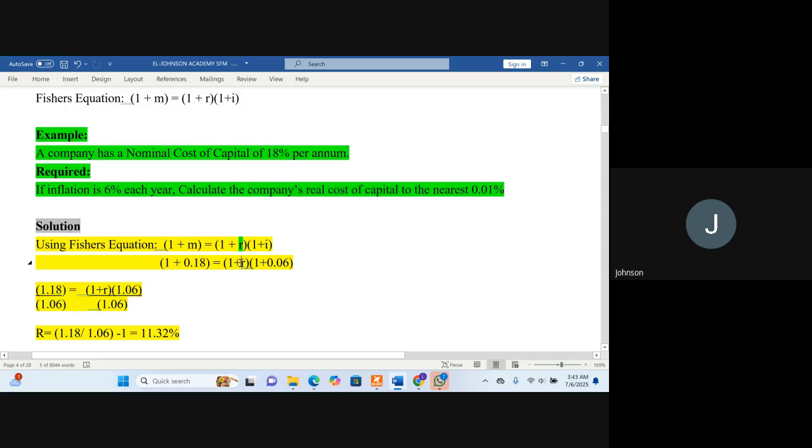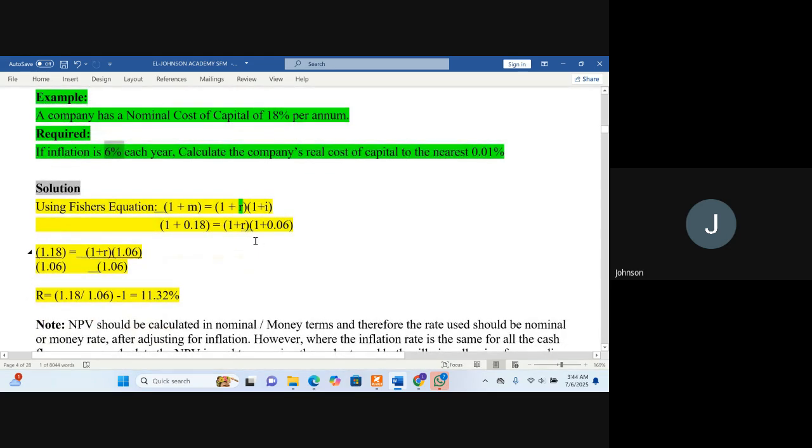We don't know what R is. R is what we are looking for. Then we close our bracket. We now say 1 plus, what is our inflation? Our inflation is 6%. That is 6 divided by 100, we have 0.06. So we now say we are trying to get what R is. Okay. So what do we do? We need to collect like terms. To make this R stay alone, we need to divide both sides by what is beside R, which is 1 plus 0.06. We divide both sides by this amount.